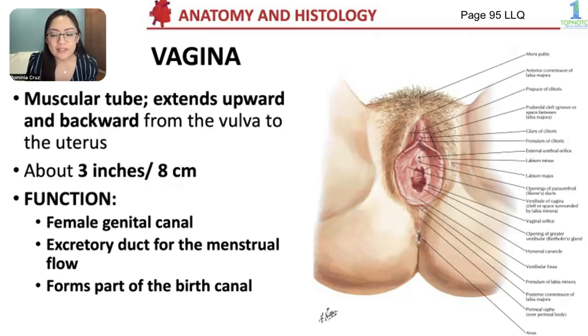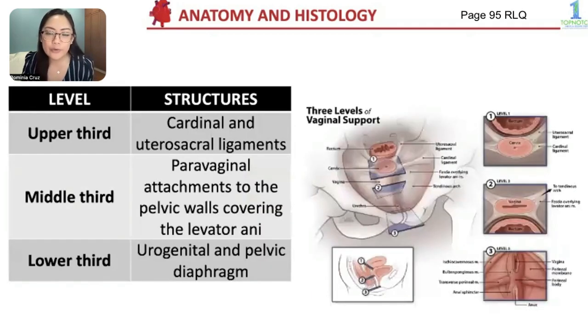So your vagina has 3 layers of support. The uppermost layer of support is formed by the ligaments surrounding the cervix and the vagina. So that would be your cardinal and your uterosacral ligaments. The middle third is formed by the vaginal attachment to the pelvic side walls, specifically the fascia overlying your levator ani muscles. And lastly, the lower third layer of support of your vagina is composed by the urogenital and your pelvic diaphragms.